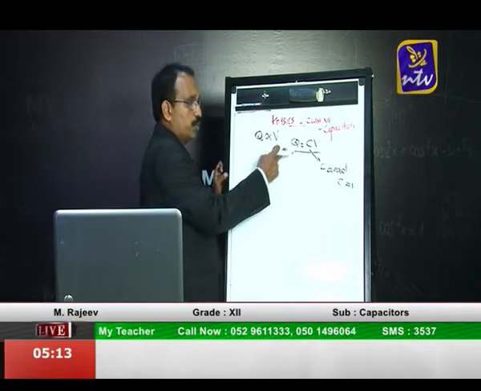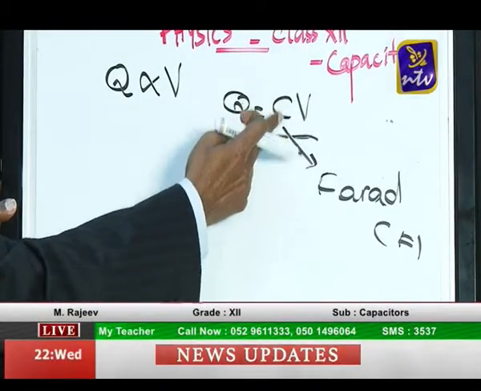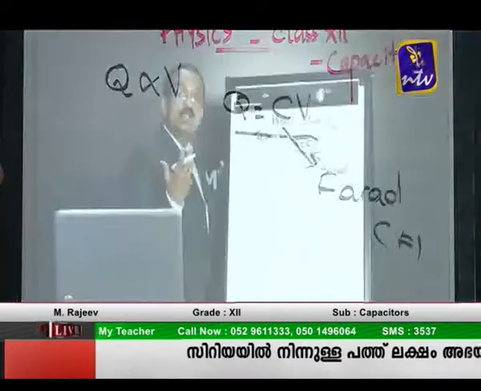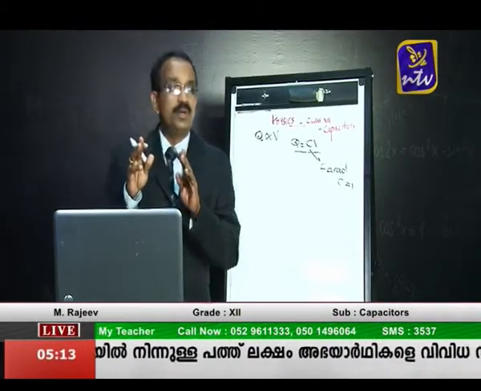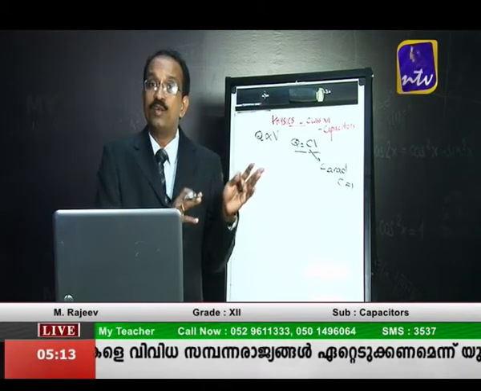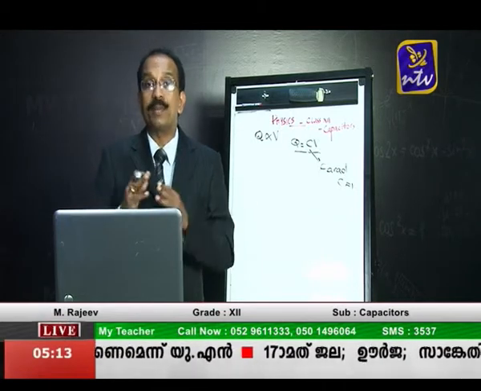You are familiar with this equation Q = CV, where Q is the charge, C is the capacitance and V is the potential difference supplied. Further, let us see the factors on which the capacitance of a capacitor depends. You can compare the term capacitor with what we have studied in resistors: a resistor has resistance, similarly a capacitor has capacitance.